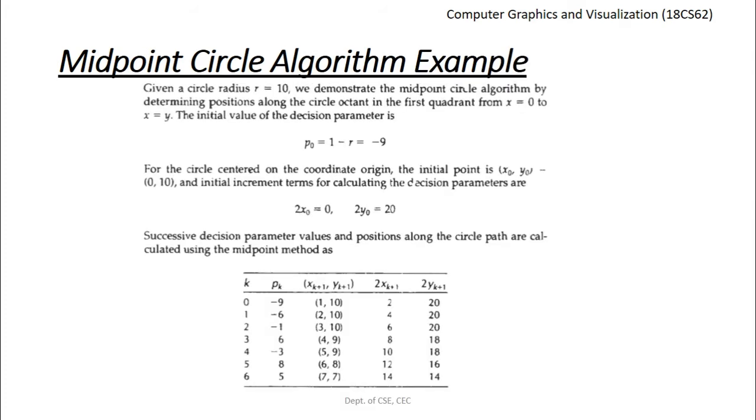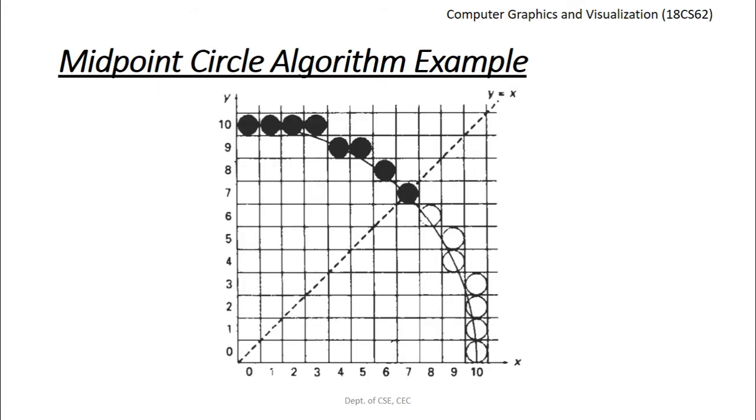Okay. Now let us proceed with an example from the prescribed textbook. Let us consider a circle with radius equal to r. Let us try to demonstrate the midpoint circle algorithm by determining the positions along the circle octant in the first octant from x equals 0 to x equals y. So given a circle with radius equal to 10, we need to plot the points from x equals 0 to x equals y. That is in one octant, that is this octant. We know that in this octant, if the value is x comma y, here the value will be y comma x, because these two octants in one quadrant are symmetrical.